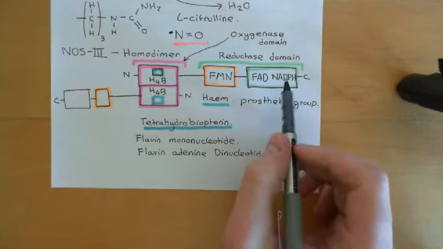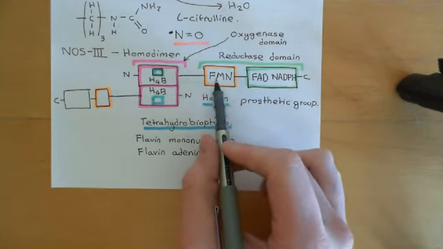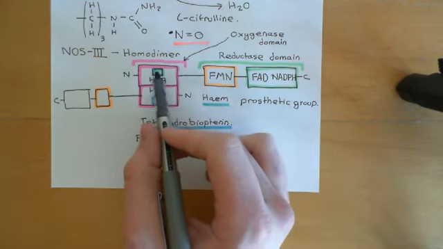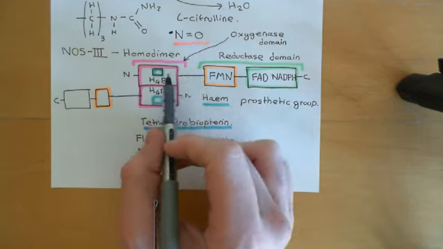Now, as I say, the electrons cannot be transferred from this FMN to the heme group on the oxygenase domain of the same protein. They're not close enough.